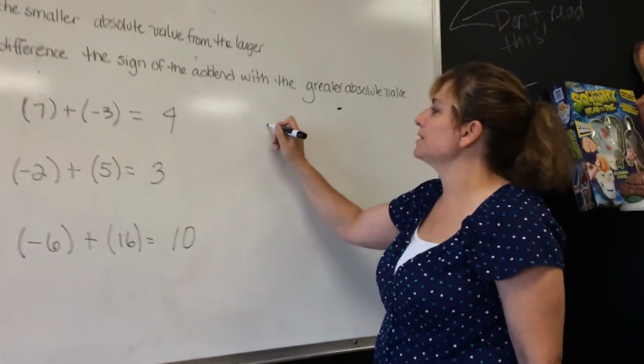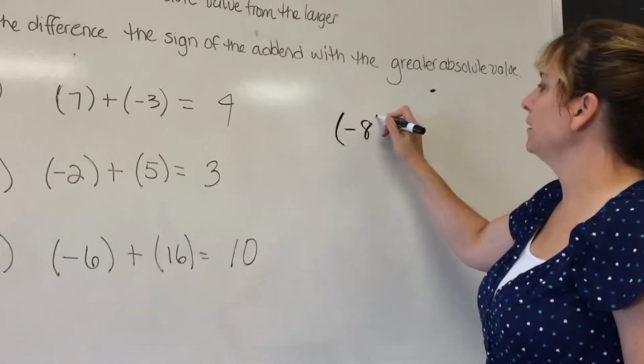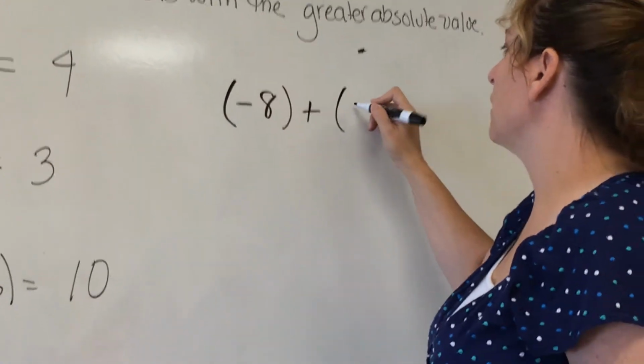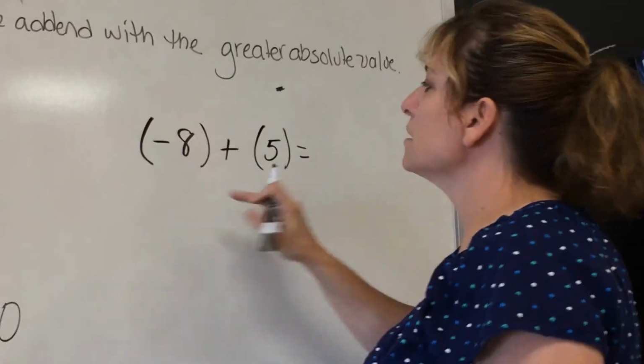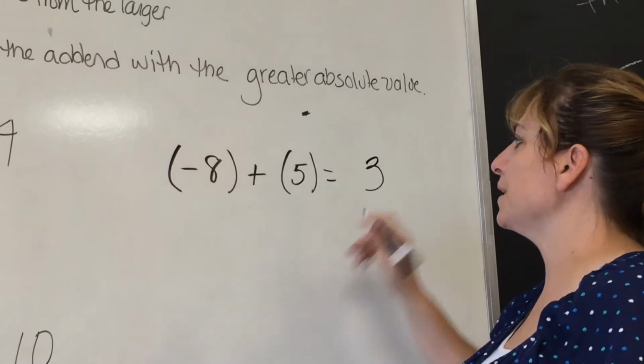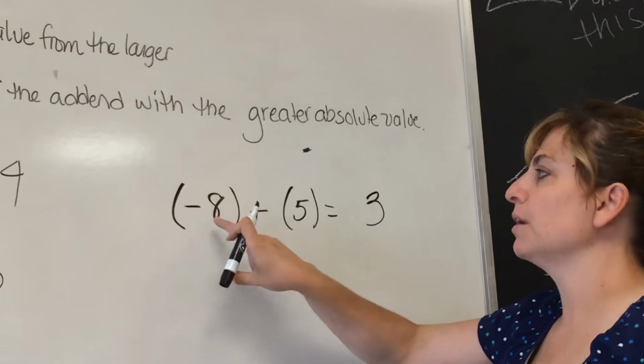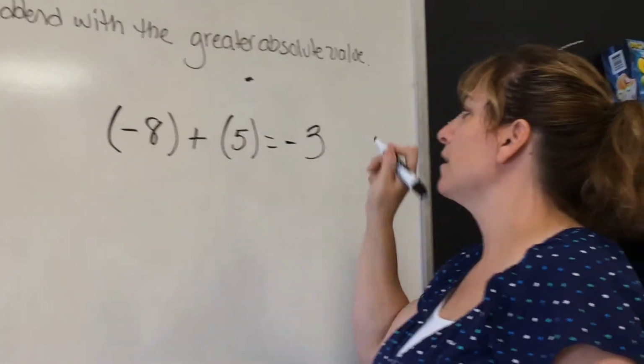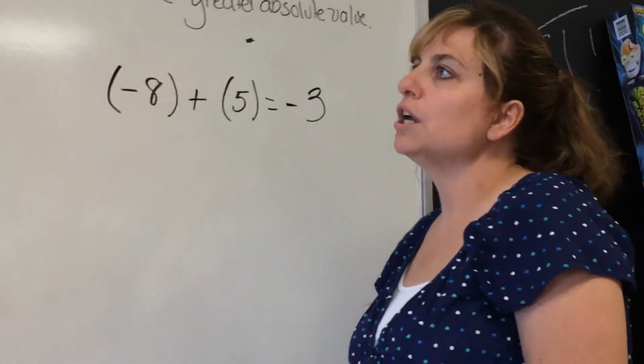So I'm going to give you one more example. You have a negative 8 plus a positive 5. Subtract the two numbers. 8 minus 5 is 3. Take the sign of the bigger number. The bigger number is 8. That's actually a negative 3.